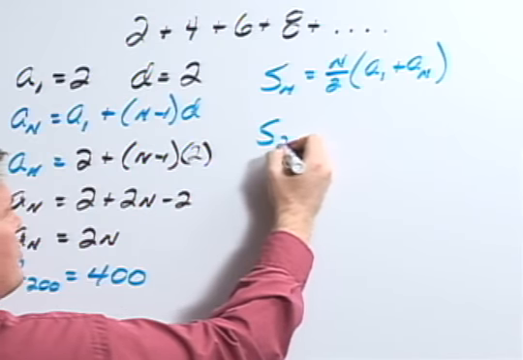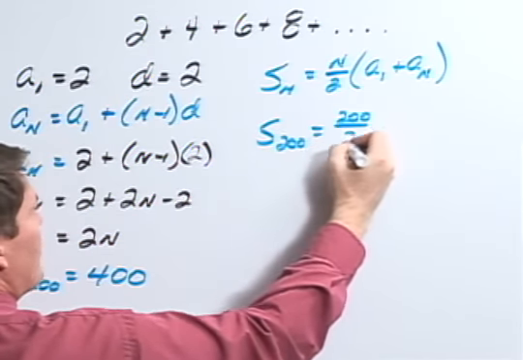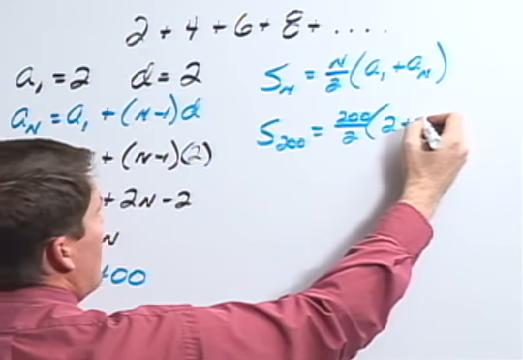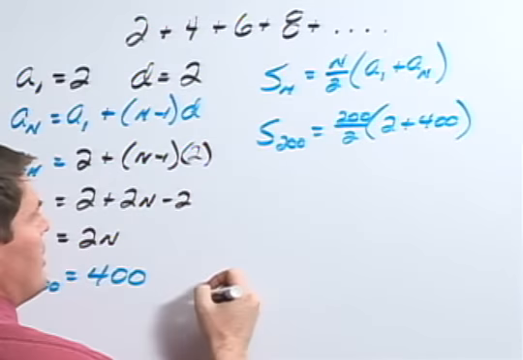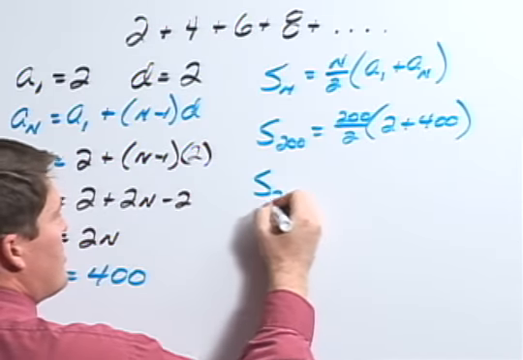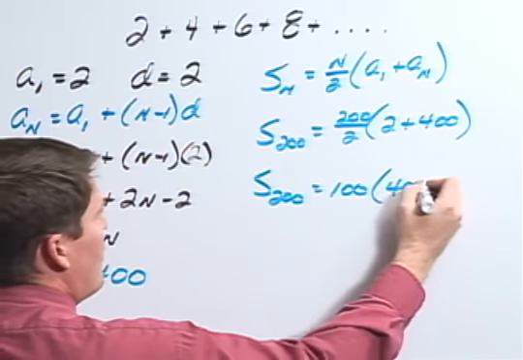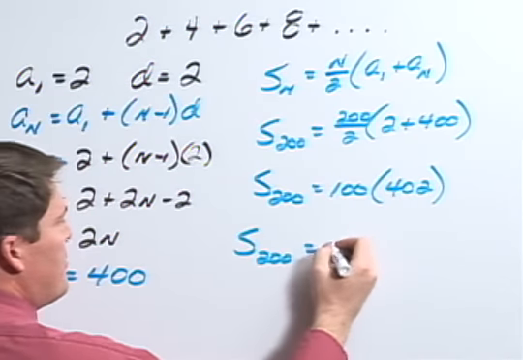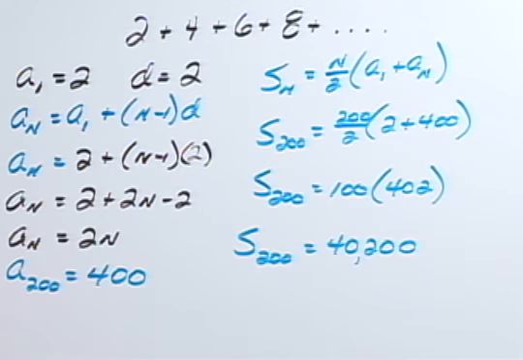So s sub 200 would be 200 over 2 times 2 plus 400, because that's going to be a sub 200, or s sub 200 would equal 100 times 402, and my final answer then would be, multiplying by 100, 40,200.